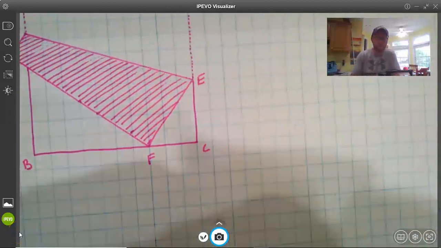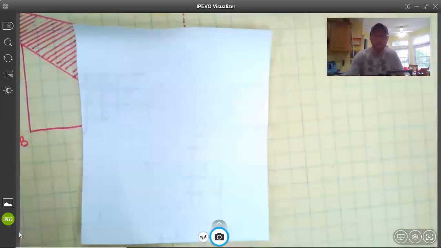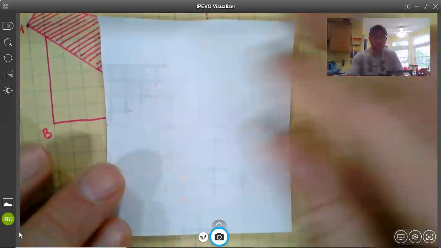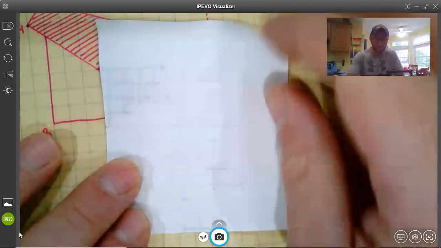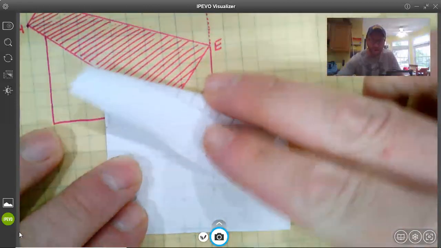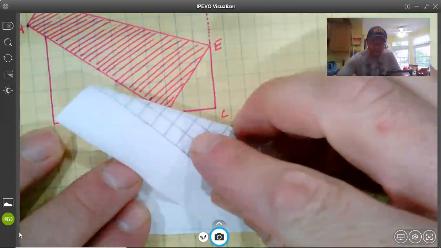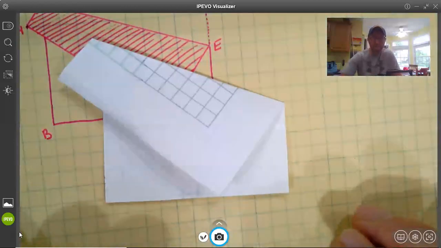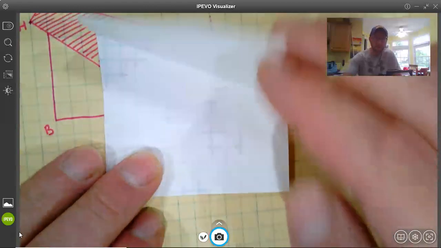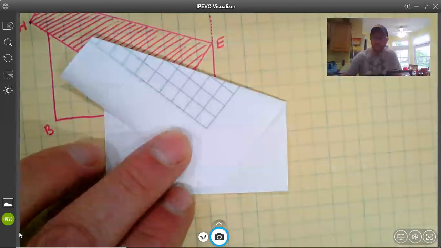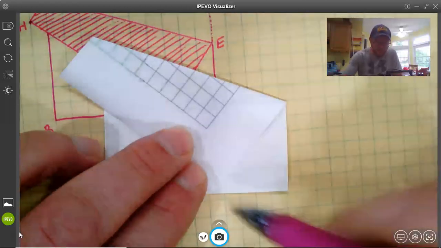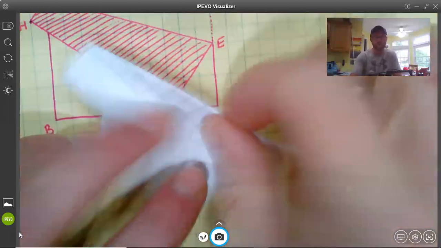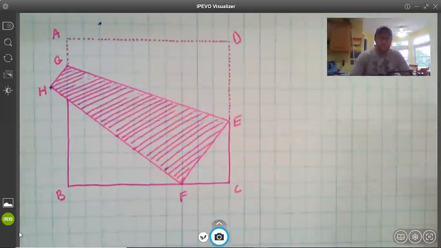Okay, our next problem involves folding a piece of paper. I'll just show you what this is all about. If I take a piece of paper and fold this corner down so that it touches the bottom of the page, you can see there's a triangle formed down here in the corner. And that's what this larger diagram is all about here.